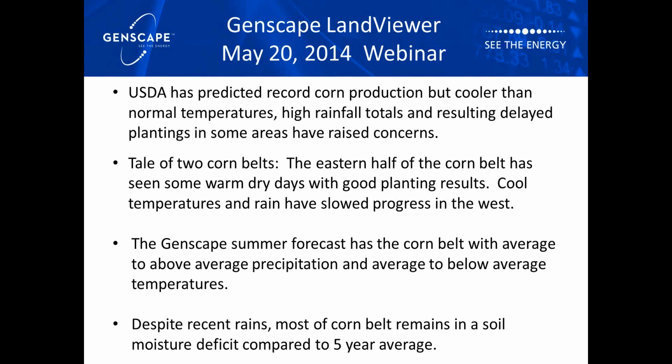And then one thing that we've seen looking at the soil moisture information is that despite these recent spring rains, we're still operating at a deficit when we compare our current soil moisture in the Corn Belt to what we've seen over the past 5 years as an average.